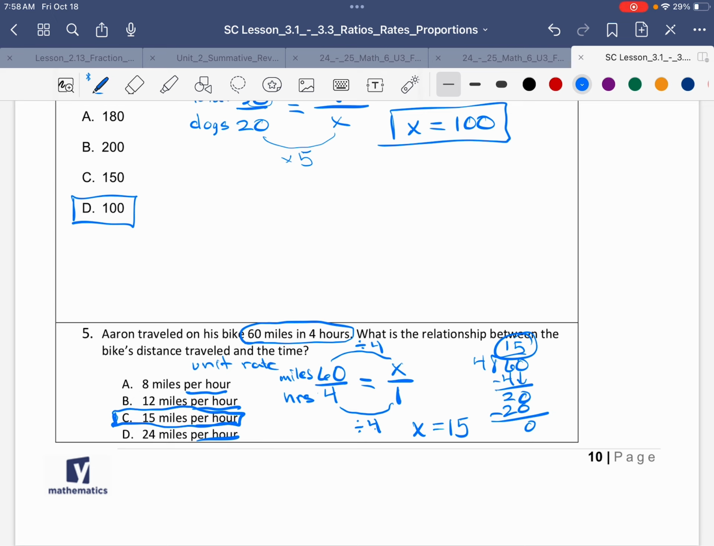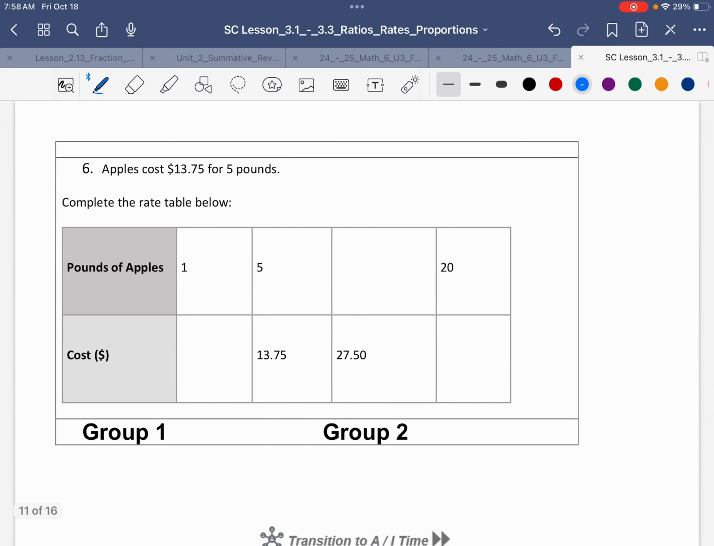All right. Remember, you can pause at any moment, stop, rewind, and all that good stuff. All right, our last question for here. We need to complete this table. So apples cost $13.75 for 5 pounds. They already told us that. It's right here, so that's your given rate. Now they want you to fill in how much 1 pound costs in this box.